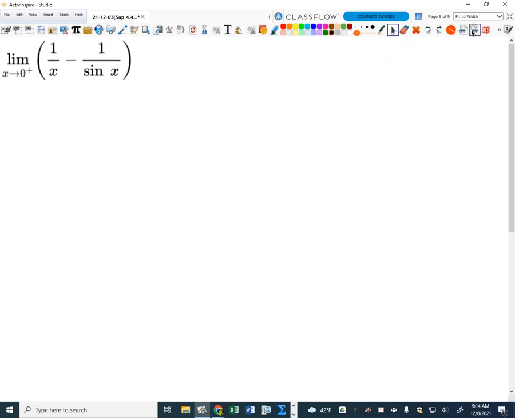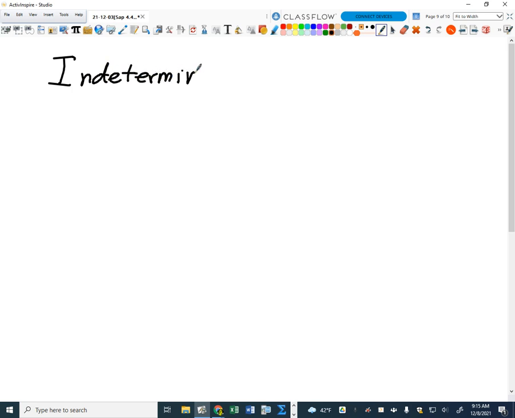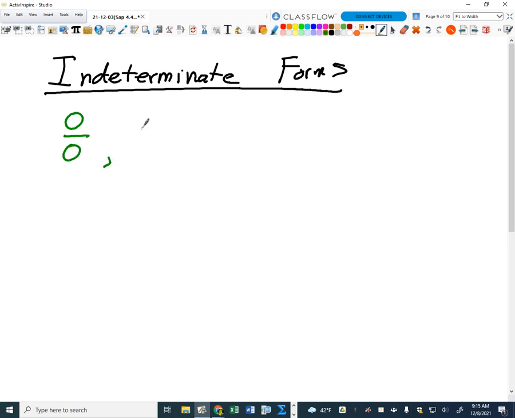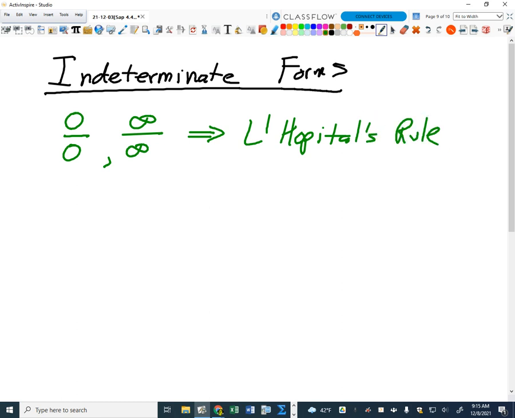Oh, that's different. Okay, this is different. So what if we try this one? This is a different indeterminate form. So let's first of all write down the indeterminate forms that we've even looked at so far. So those are the two that we can apply L'Hopital's rule to, right?